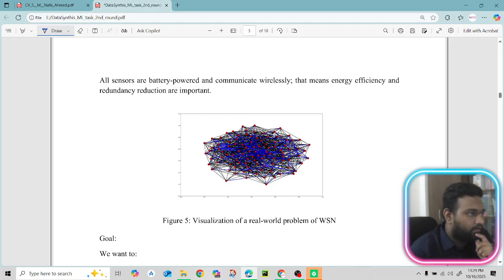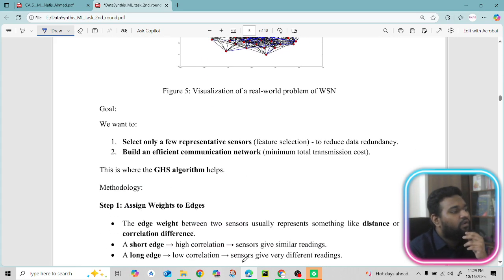So our goal is basically to select some representative sensors, because we actually don't need so many sensors. For example, if there are 10 temperature sensors, I'm going to choose only one temperature sensor as a representative. Then we're also going to make an efficient communication network. It's very common, because we're reducing the sensors, so the transmission cost will also be low.